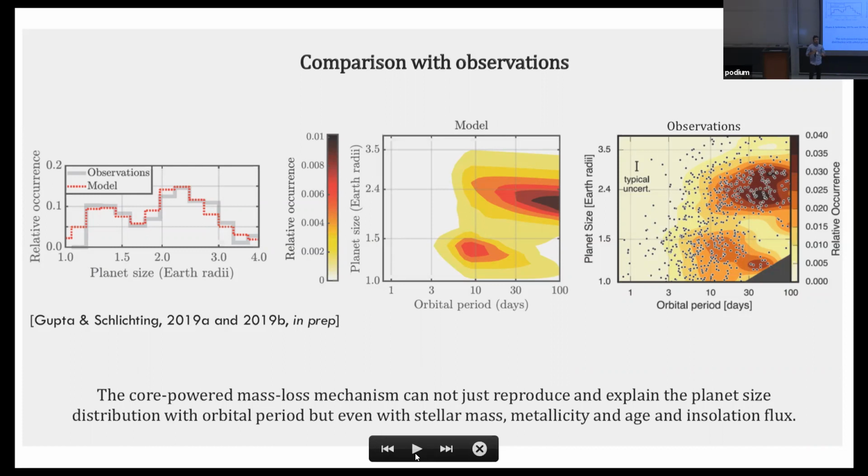So in a nutshell, the Coulomb mass loss mechanism can explain the radius valley as a byproduct of the planet formation process itself. And not just that, it doesn't simply explain the radius distribution of planets or its variation with orbital period, but it can also explain the variations with stellar mass, metallicity, age, and insolation flux.